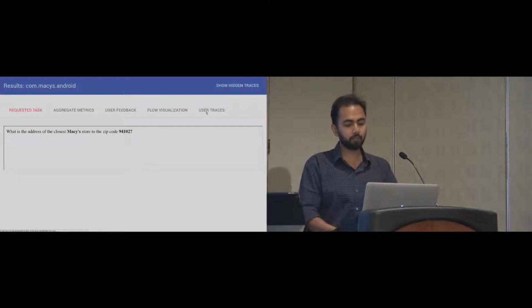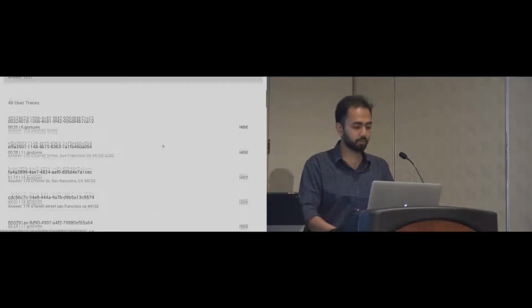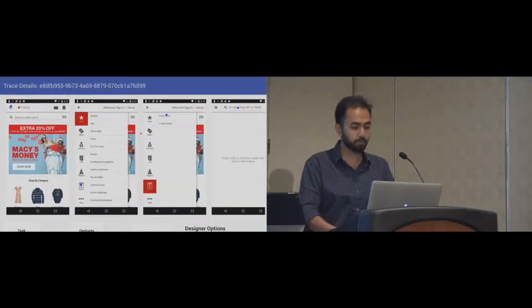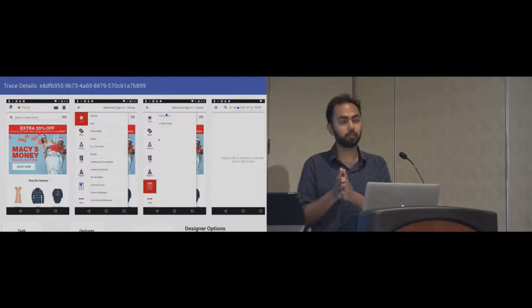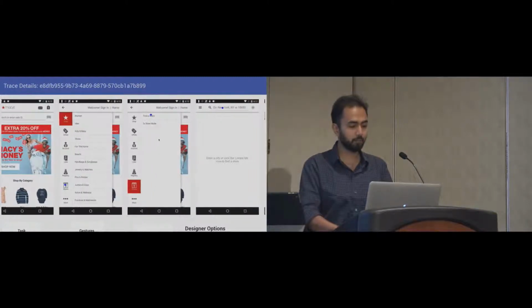So once enough crowd workers have attempted this task, the designer can go and look at the different traces that are generated. The first trace that we show here is from the designer himself. So this is the golden trace. This is how the designer thought users would attempt the task. We can see here the different UIs that the designer went to, and there are 5 of them.